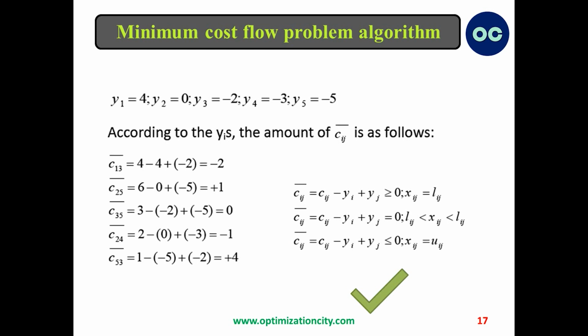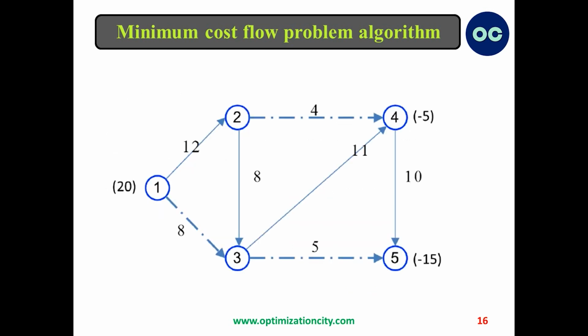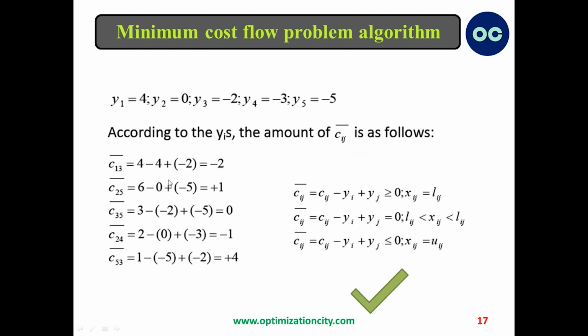non-basic arcs. For the non-basic arc, when the Cij bar value is positive, the arc flow is at the maximum limit. When the Cij bar value is negative, the arc flow is at the minimum limit. Therefore, the current basic solution here satisfies the optimality condition, and the current basic solution is the optimal solution.